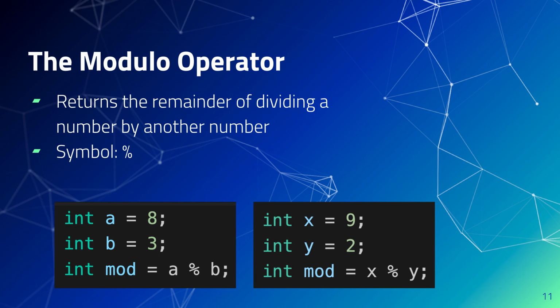If you were to do 9 modulo 2, you know that if a number is even, it is divisible by 2, but 9 is odd. Since 8 is evenly divisible by 2, it would have a remainder of 0. But 9 would have a remainder of 1. So 9 mod 2 is 1.